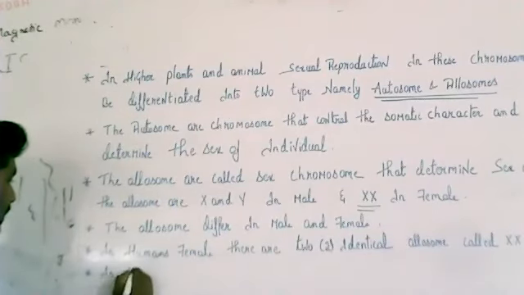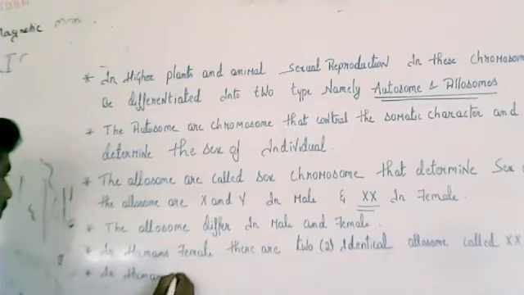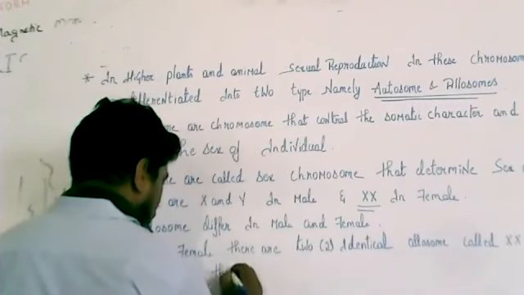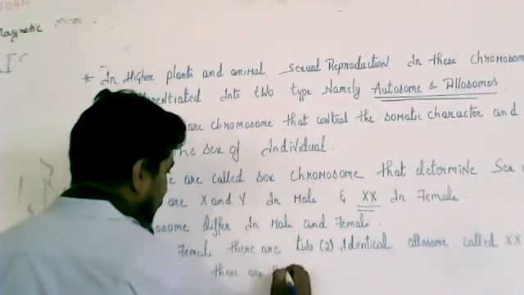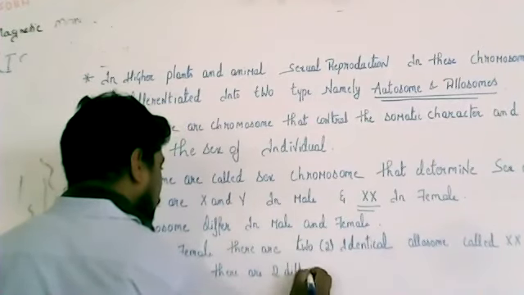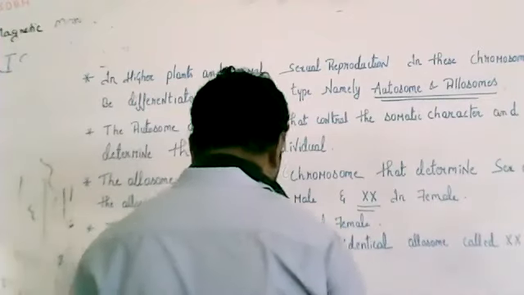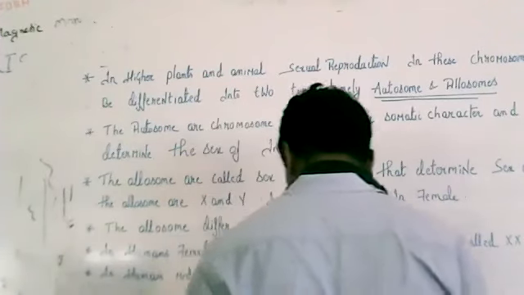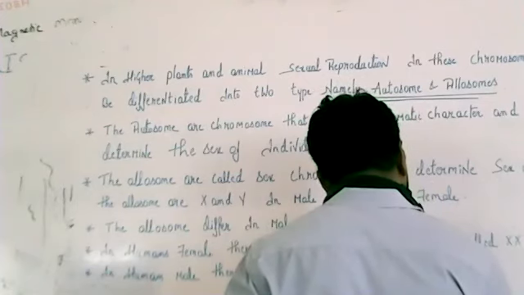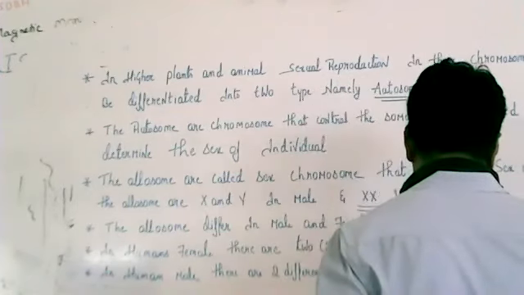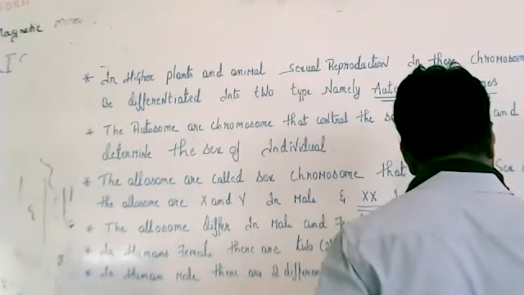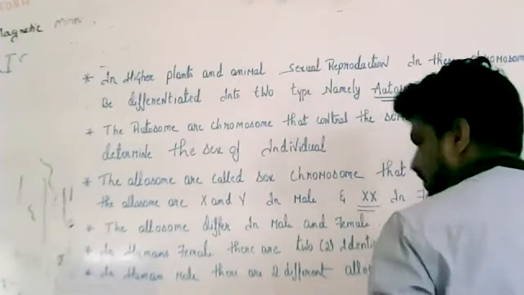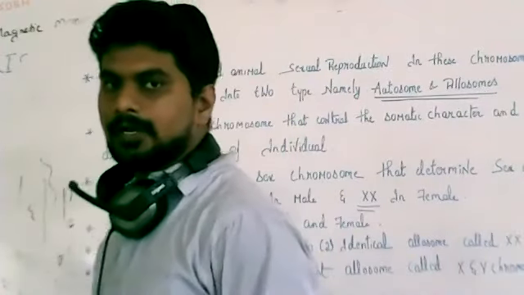Next point, in human male, there are two different allosomes called X and Y chromosome.